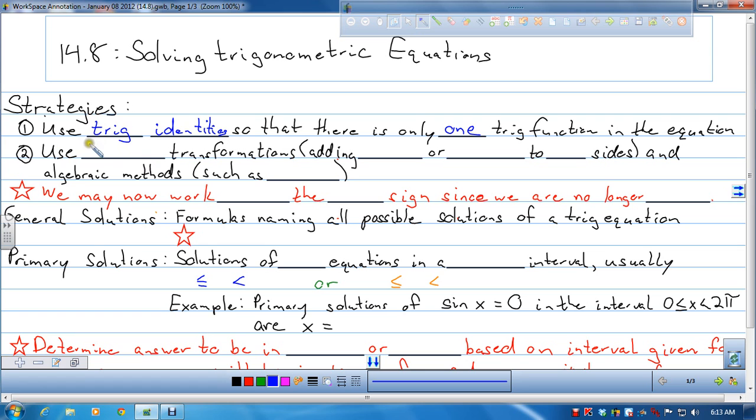Another strategy will be to use some algebraic transformations, such as adding the same number or expression. And if we add the same number or expression to one side, we have to do it to the other side, which implies we have to do that to both sides. And some other algebraic methods, such as the most common that we will use is factoring.